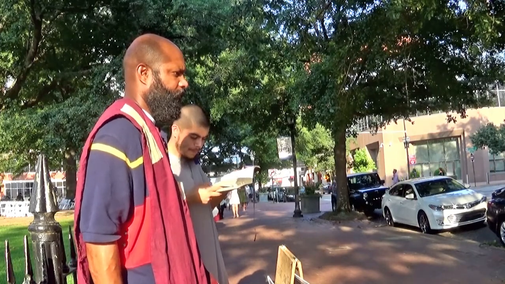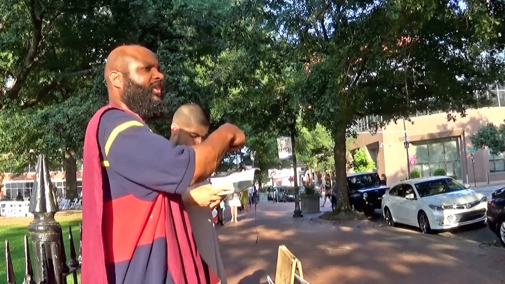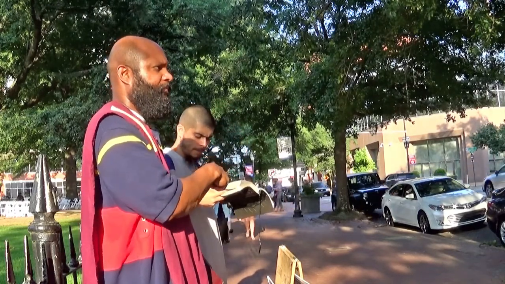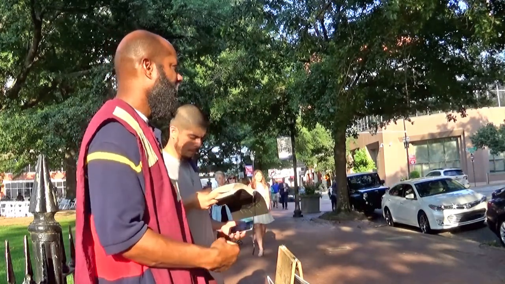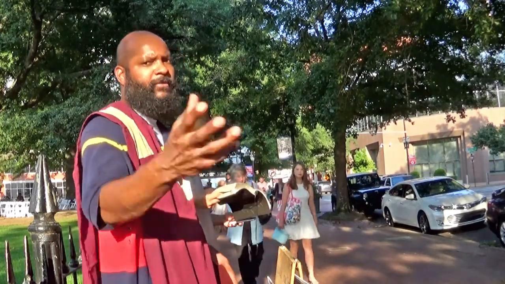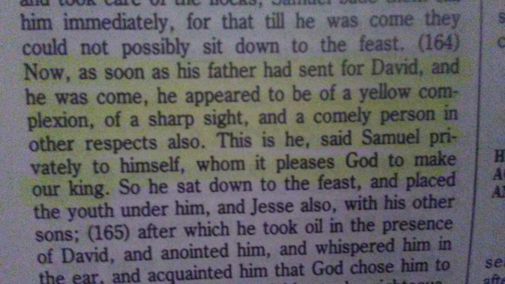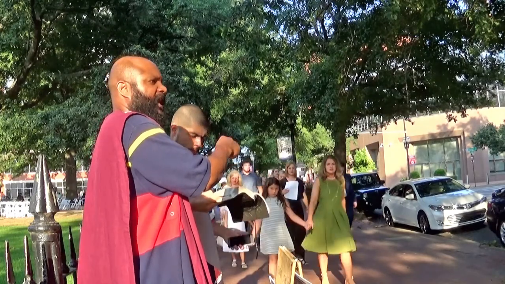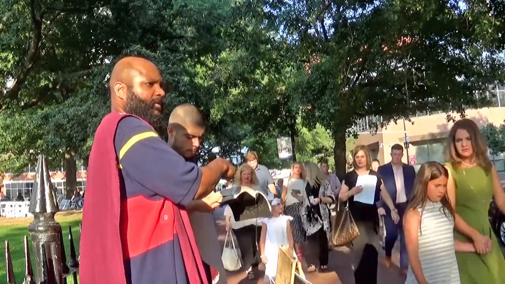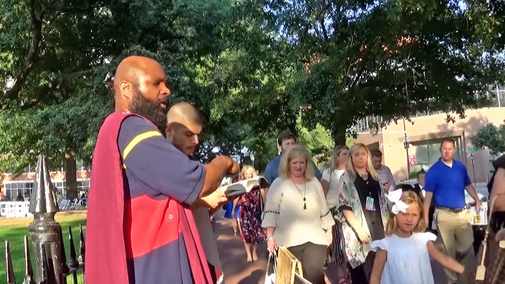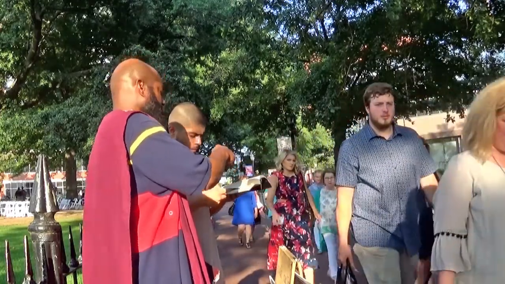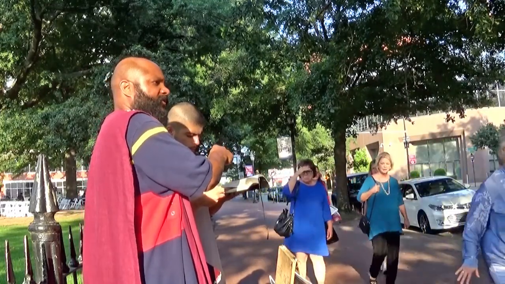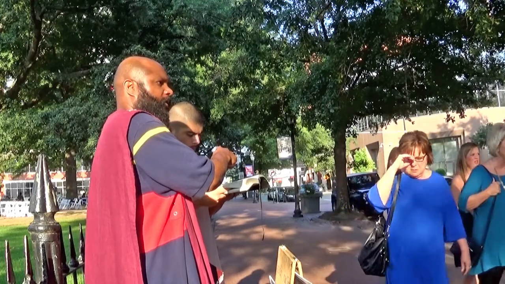Now he was ruddy. Now, when you look that word up, it don't mean red. When you go into the Josephus, which I'm gonna put up so you can see it now, that word deals with David being light-skinned. Tawny, okay? So that word there, ruddy, don't mean red. What it means is tawny or light-skinned.